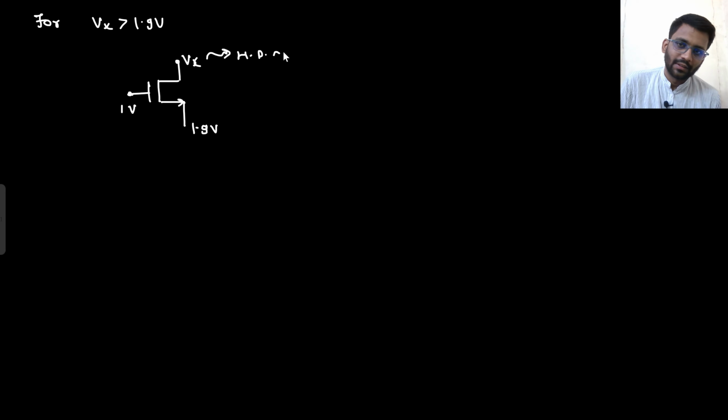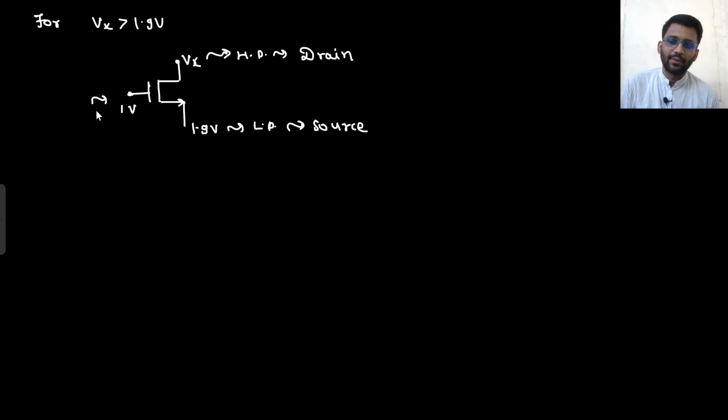For Vx greater than 1.9 volt, what will happen now? This was your Vx given, this was your 1.9 volt given, and this was 1 volt. This will become higher potential. That means this will be drain, this will become lower potential, this will be source. What do you see here? And this is certainly gate only. There is no doubt in that. Gate is always fixed. So what do you see here?